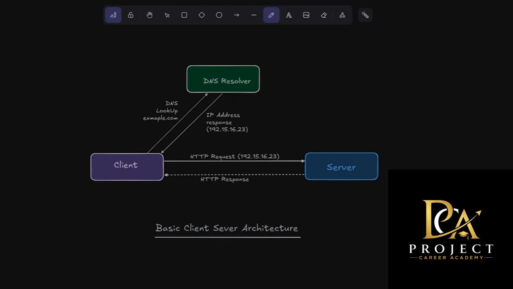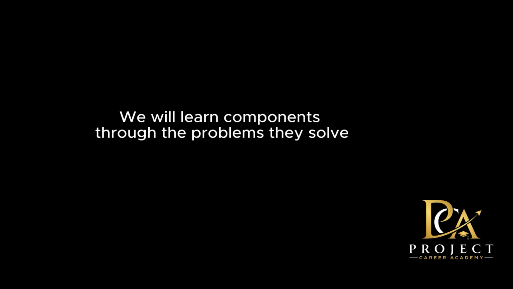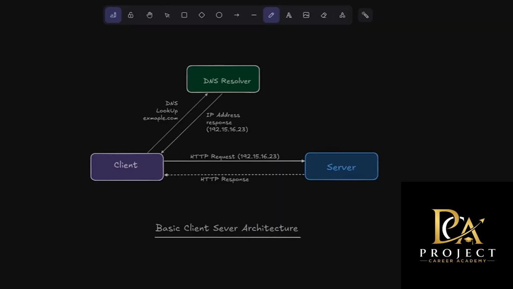How this course will work is, instead of learning components in isolation, we are going to build a system from scratch. We will start with the simplest possible architecture, a client and a server, and then we'll deliberately break it. As new problems appear, we will introduce the architectural components that will solve those problems. For example, when more users arrive, servers will become overloaded, latency will increase, databases become bottlenecks, and every time the system breaks, we will improve the architecture.